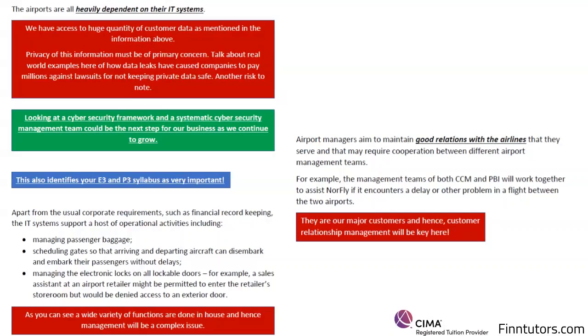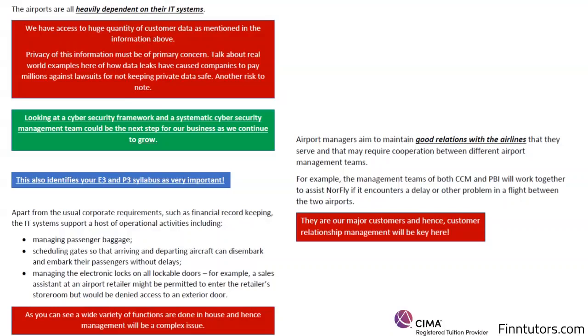So for us, IT systems are a major competitive advantage because of how we run our airport, how seamless our IT system is, and how much data our IT system receives. But our IT system will also have customers' data. How do we protect this data? So, looking at a cybersecurity framework and a systematic cybersecurity management team could be a step forward for us as we continue to grow in this business. This also identifies that your E3 and P3 syllabuses are very important from these aspects.